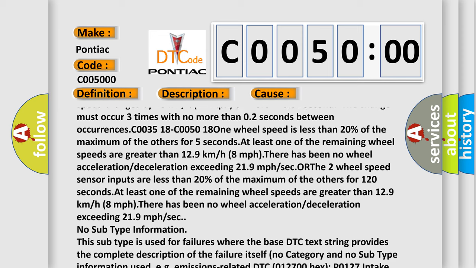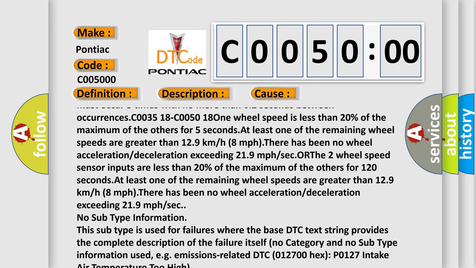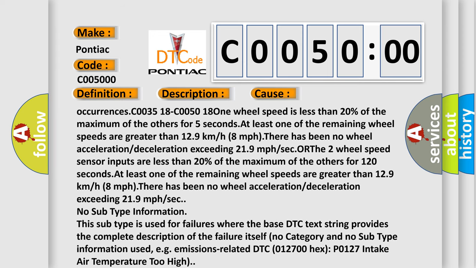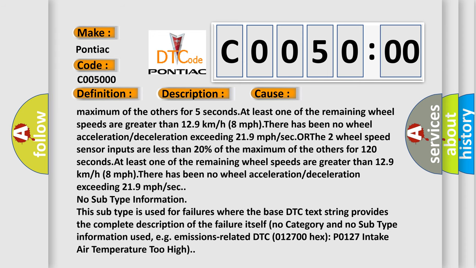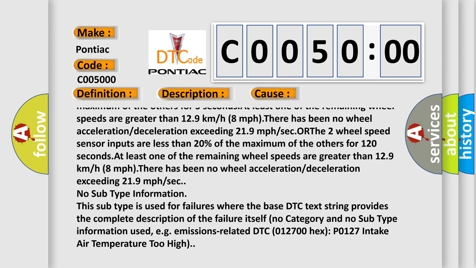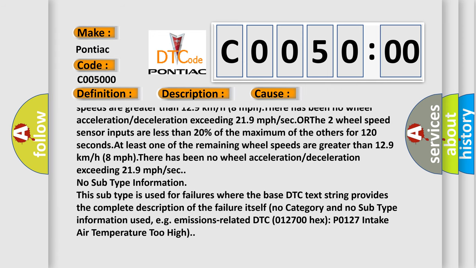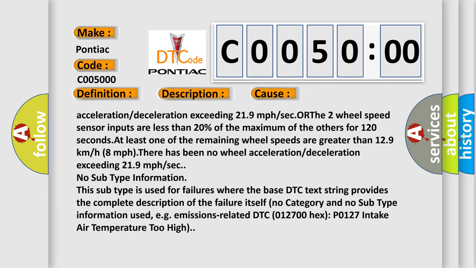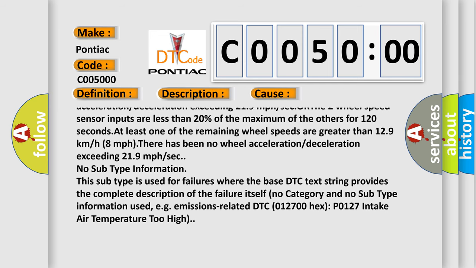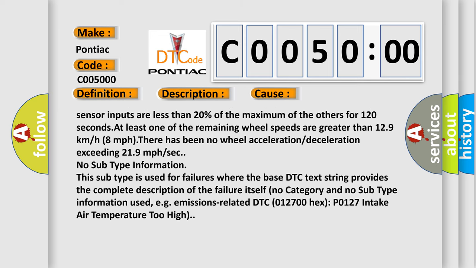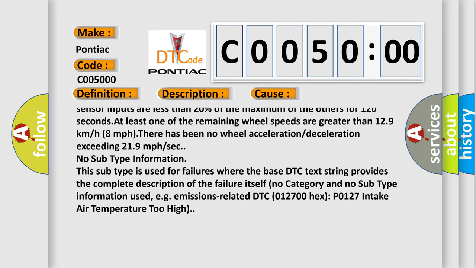At least one of the remaining wheel speeds is greater than 12.9 km/h (8 mph). There has been no wheel acceleration or deceleration exceeding 200 km/h (119 miles per hour) per second. The two wheel speed sensor inputs are less than 20% of the maximum of the others for 120 seconds. At least one of the remaining wheel speeds is greater than 129 kilometers per hour (88 mph). There has been no wheel acceleration or deceleration exceeding 219 miles per hour per second.